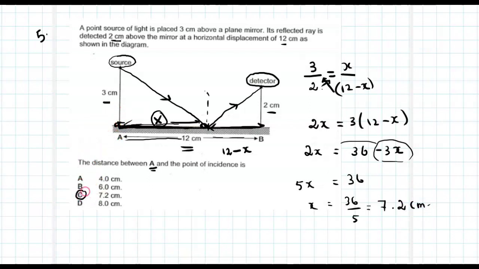C is the option. Here, more than physics, we need mathematical knowledge, then we can crack the question easily. So now we understand the length of the point of incidence from A is 7.2 centimeter. It is an interesting question, isn't it?